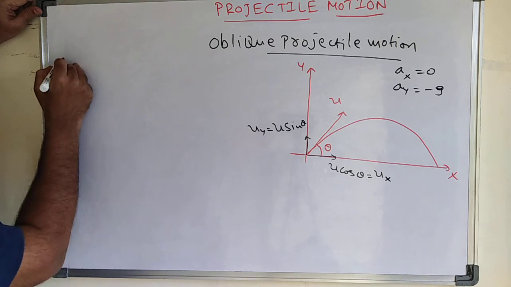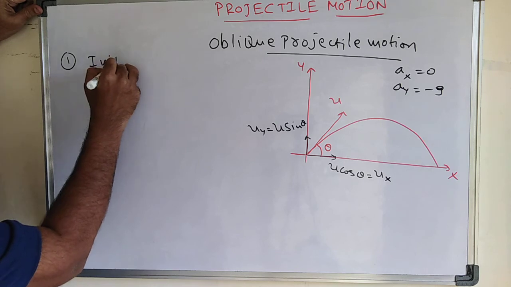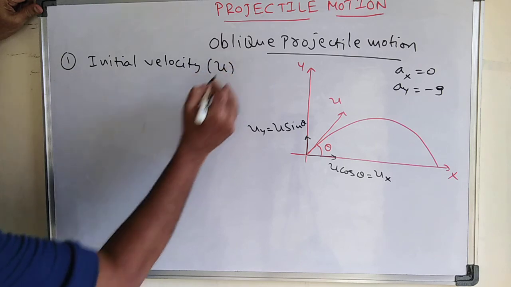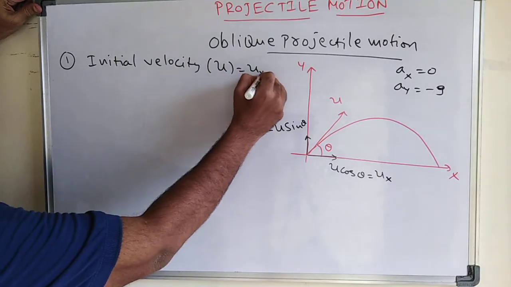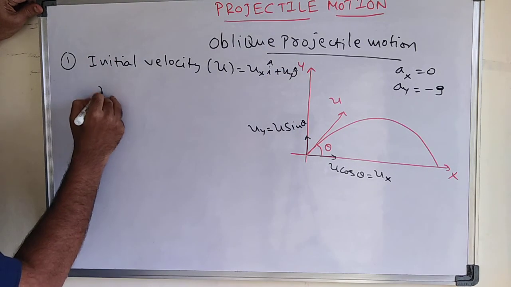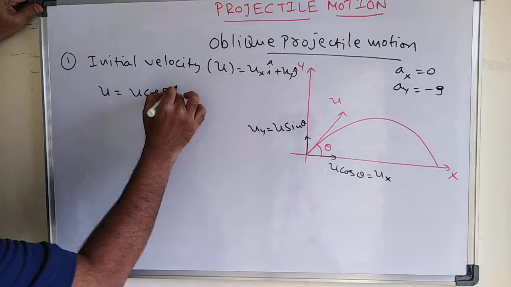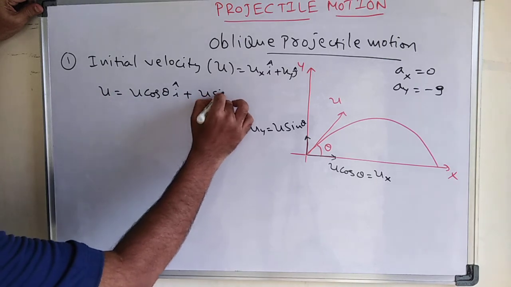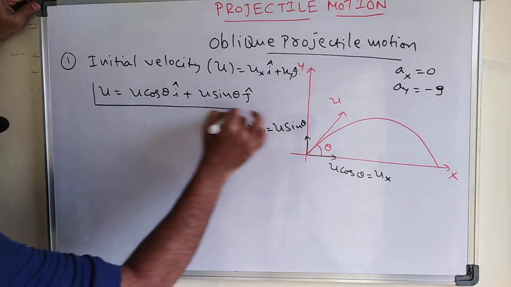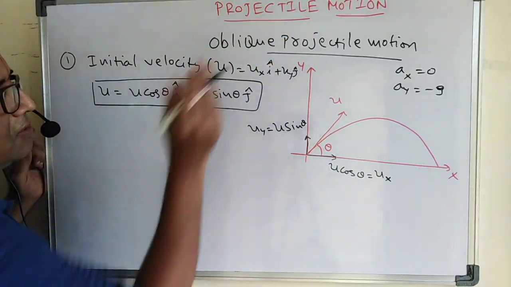Okay, let us start with number 1. What is the initial velocity of a projectile? Here u is nothing but ux i cap plus uy j cap. Or you can also write u equals u cos theta i cap plus u sin theta j cap. That is the initial velocity. The initial velocity of the projectile is u cos theta along the x-axis and u sin theta along the y-axis.